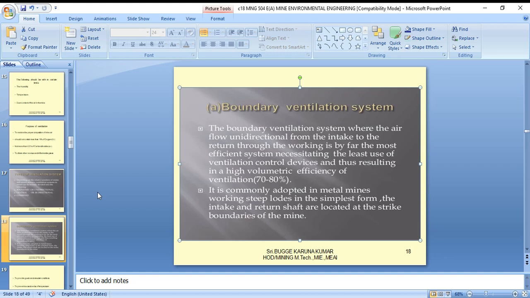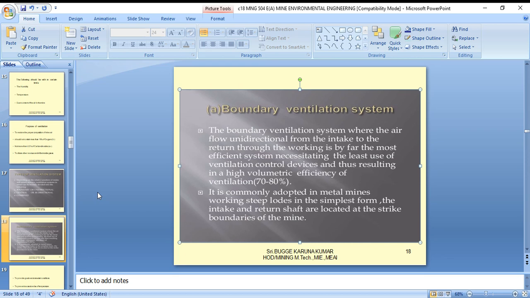We can send the air in a different fashion underground to get high efficiency, because of how much input and output we are getting. Most metal mines use this type of boundary ventilation system. The remaining ones, the centralized and semi-boundary systems, come later in the classes. Here I give an example of the boundary ventilation system.